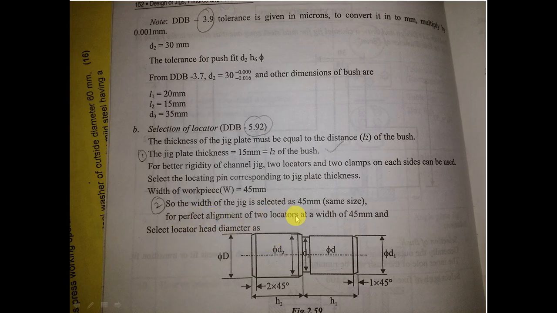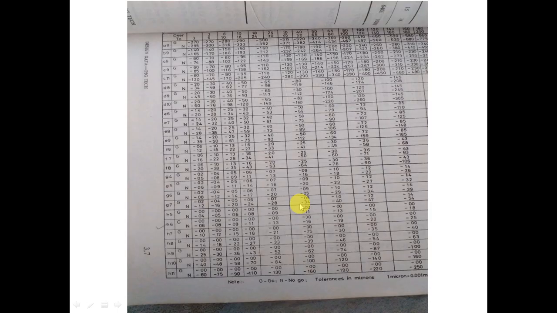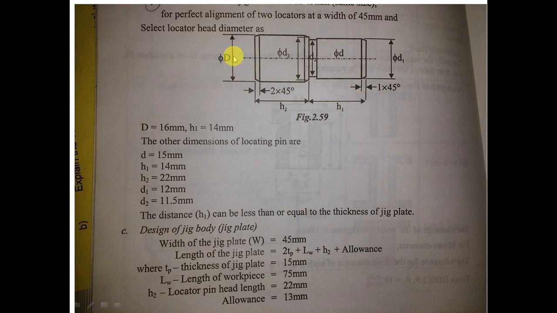So for perfect alignment of two locators at the width of 45 mm, select the locator head diameter as... see, one more thing: if the width of the workpiece is 45 mm, what about the locators, this value of D? This is the locator head, and this is the second portion of the locator. Since we are selecting two locators, this capital D value of both the locators must be less than 45 mm. Correct?